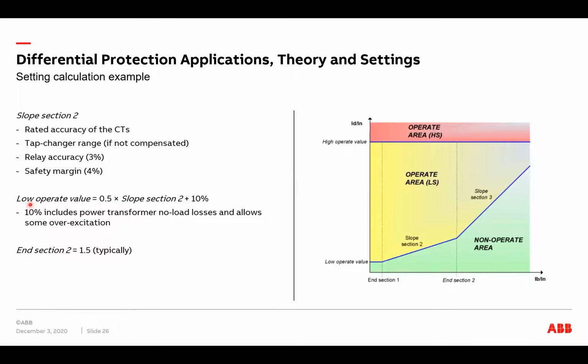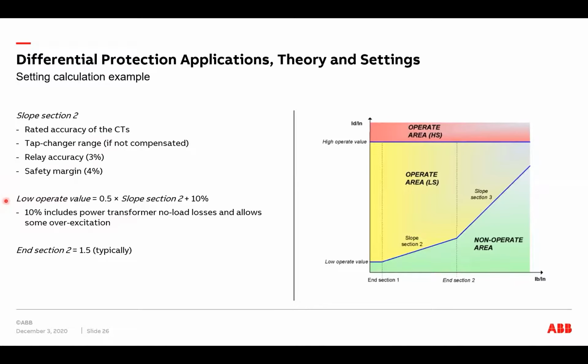Then we can go and calculate the operation characteristic. And we always start here with the slope section 2. So here we include the rated accuracy of the CTs, tap changer position range if it's not compensated, the accuracy of the relay, and the safety margin.